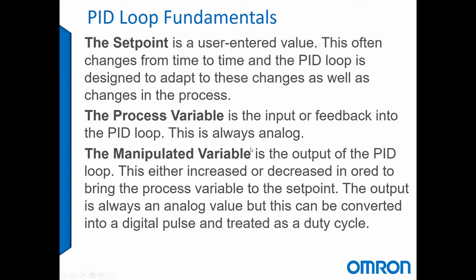And then the manipulated variable is the output. Our PID loops give the output as an analog value, but this is commonly converted into a digital value, and we treat the output as the duty cycle. So the input has to be analog, but the output we can make digital if we really wanted to. And I've seen this in some heating applications.